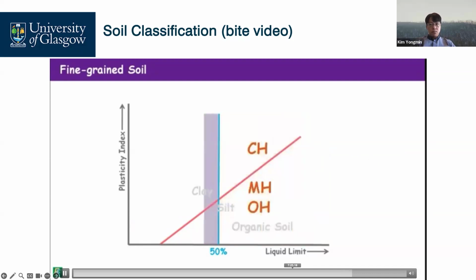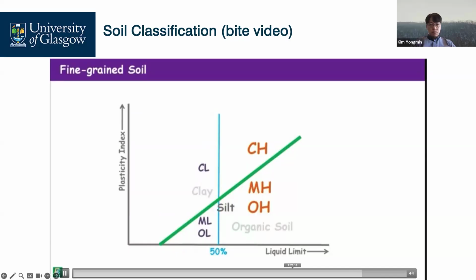Soils lying to the left of this 50% line have a low value of liquid limit. So they are represented by the symbol L. Soils in this part are described similarly: CL, ML, and OL. This line already separates clays from silt and organic soil.